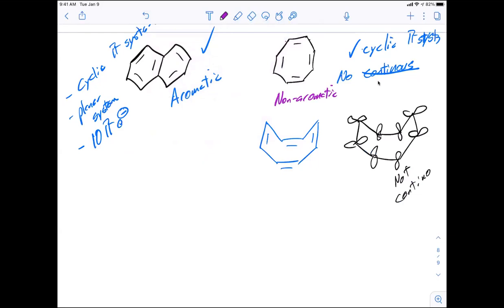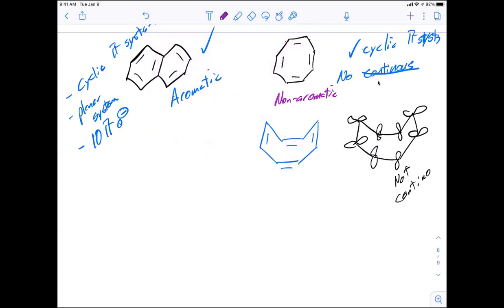Because it's non-continuous. If this one had been planar, would it have been aromatic? 2, 4, 6, 8. 8 electrons. Does that fit Hückel's rule? No. So if I could force this one to be planar, it wouldn't be aromatic.